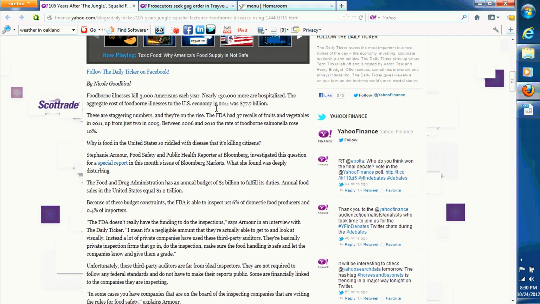So just right there, you can make a conditional proposition. The conditional proposition I would make is that if the FDA had an annual budget of greater than $1 billion, then they would be able to inspect more than just 6% of domestic food producers. Or another way you could phrase it is, if the FDA had a sufficient budget, then they would definitely be able to inspect more than just 6% of domestic food producers. Okay, so those are two examples.